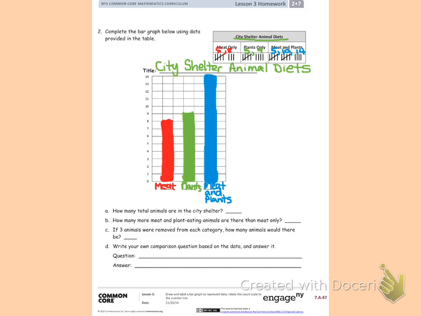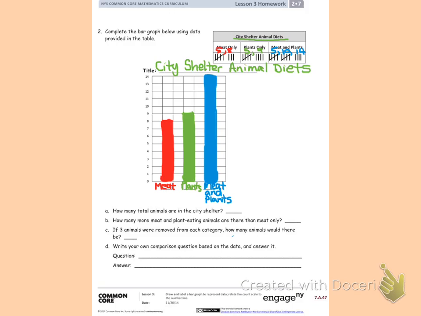Now it's time to look at the questions below. Item A. How many total animals are in the city shelter? In order to figure out the total animals that are in the city shelter, we need to add together the animals that only eat meat with the animals that only eat plants and the animals that eat both. So let's do that now.